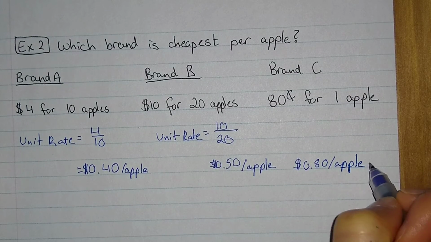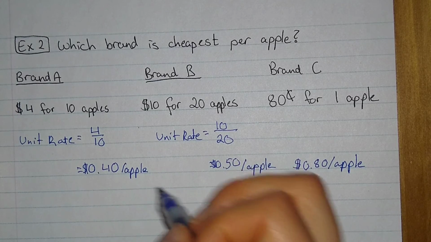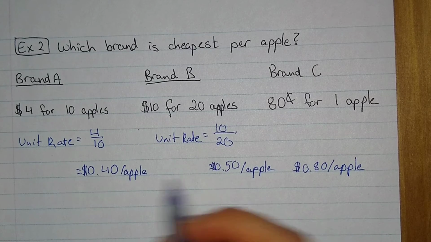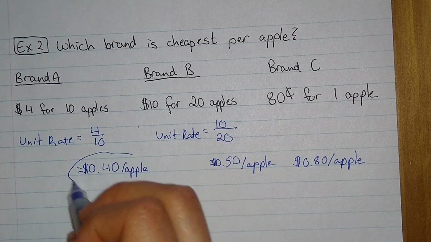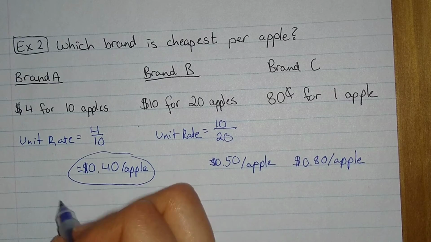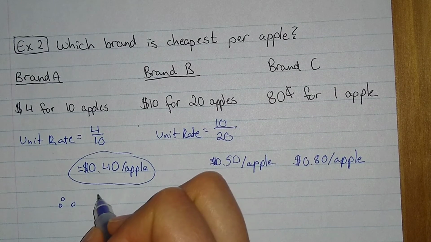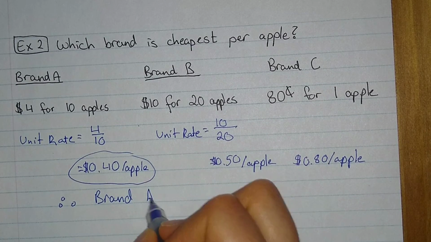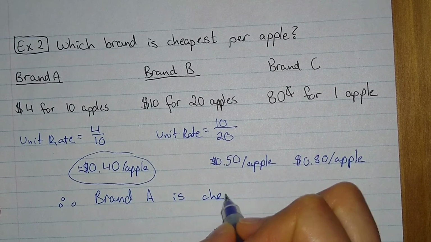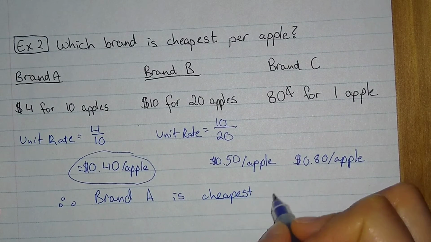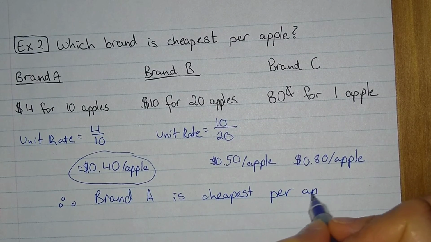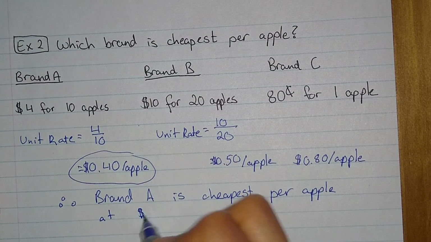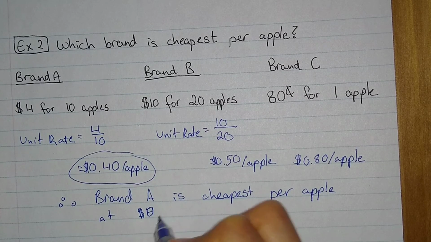So now that we've changed these all to unit rates per one apple, we can just see which one's cheapest. So 80 cents, that's more expensive than 50 cents, which is more expensive than 40 cents. So this one is the cheapest. So therefore, brand A is cheapest per apple. At 40 cents an apple. Sorry, not $40, 40 cents.